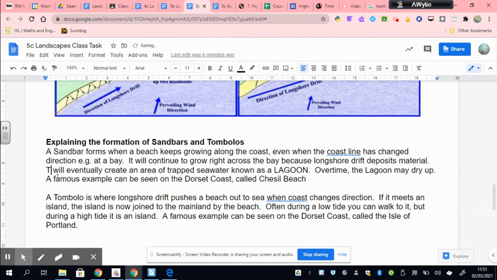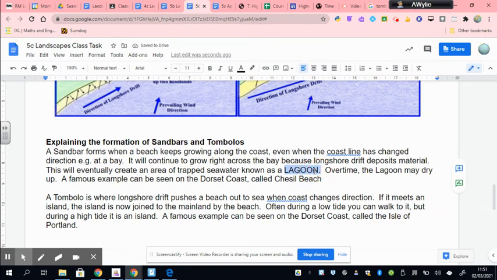This will eventually create an area of trapped seawater known as a lagoon, if you want to highlight that. Over time, the lagoon may dry up. A famous example can be seen on the Dorset coast called Chesil Beach. Now, that's actually where during World War II, the British forces and the American forces practiced the D-Day landings. They did it on Chesil Beach prior to actually doing the Normandy landings. That's just a little bit of fact for you.